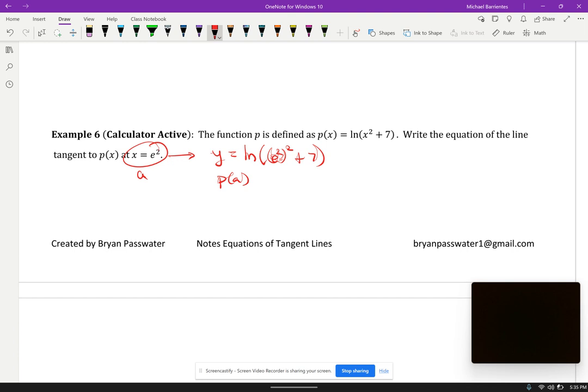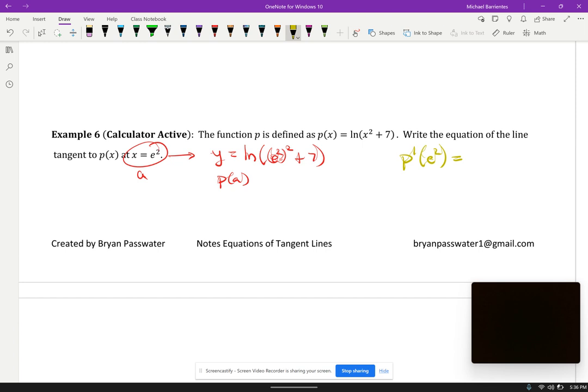But if you think about it, it says it's a calculator active problem. I can use my calculator. So I'm going to use my calculator to figure out the y. But while I'm there, I'm also going to figure out the slope. The slope would be the derivative of this, or p prime at e squared. So we're going to use the calculator to figure that out.